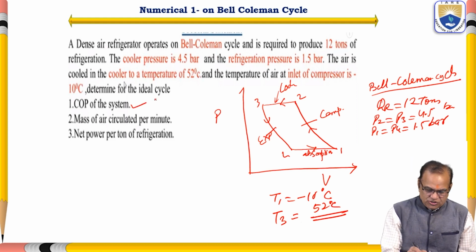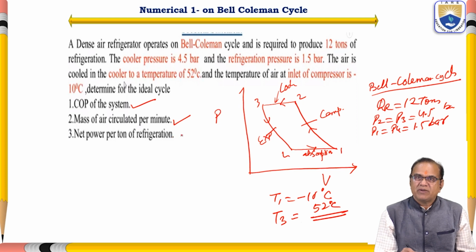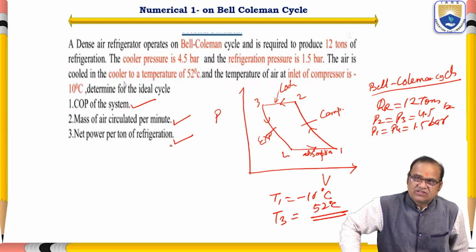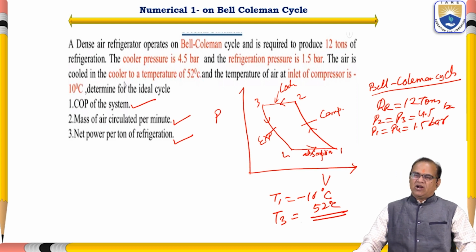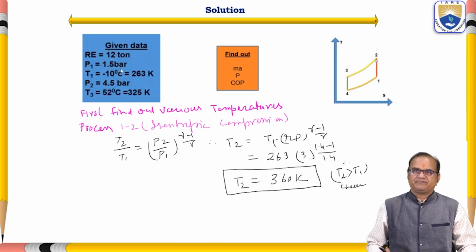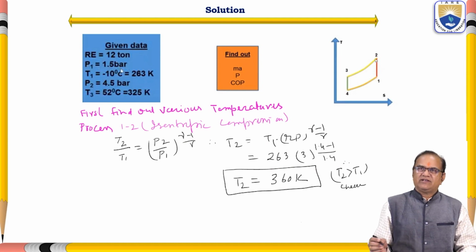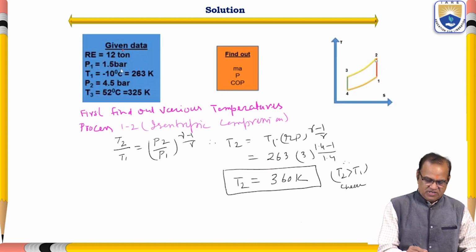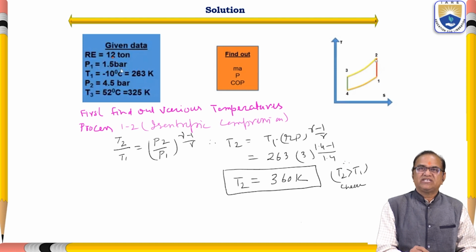So we have to find out the COP, the mass of air circulated per minute and the net power per ton of refrigeration. These three things we have to find out. Let's see how we can do it and go ahead. So here the solution is like this. Refrigerating effect is given as 12 ton.